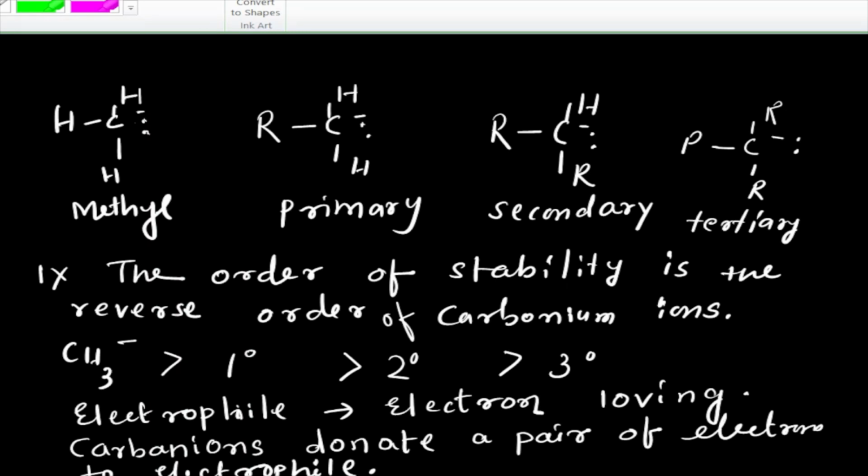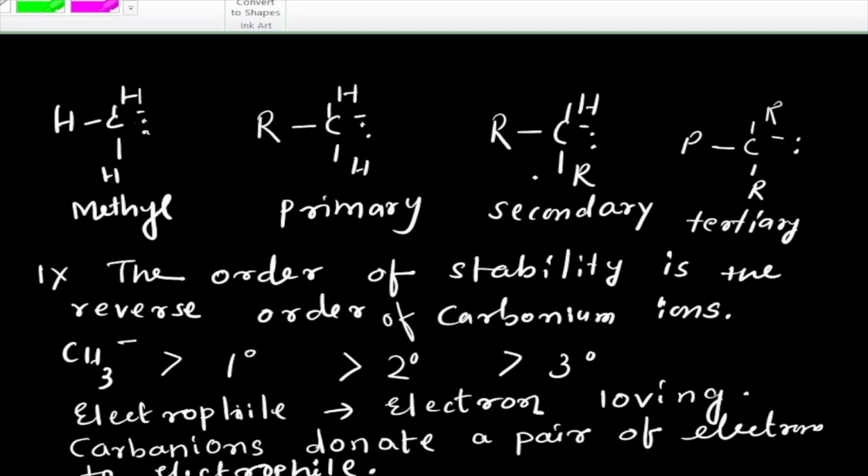Now see, this is the methyl, and here you can say there is a carbanion present because it contains a negative charge with a pair of electrons. This is primary, because R contains C; there are two carbon compounds, and here R is attached to it, so that is primary.